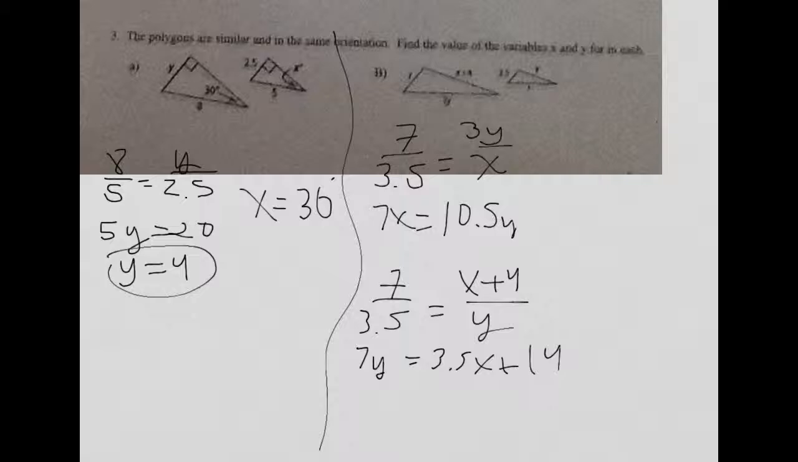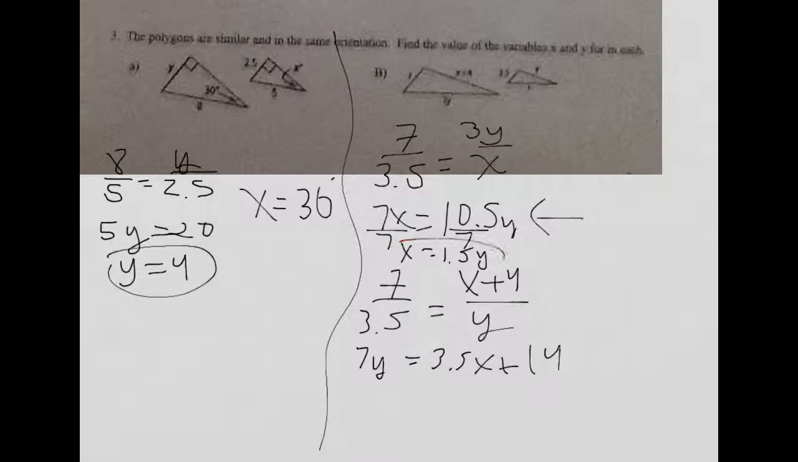Either one I could solve for x or y for the top one. 7 divided by 10.5. Let's try it the other way. If I solve it for x, 10.5 divided by 7. Okay, so I'm going to solve this one for x. I'm going to divide by 7. So I'm going to get x to equal 1.5y.